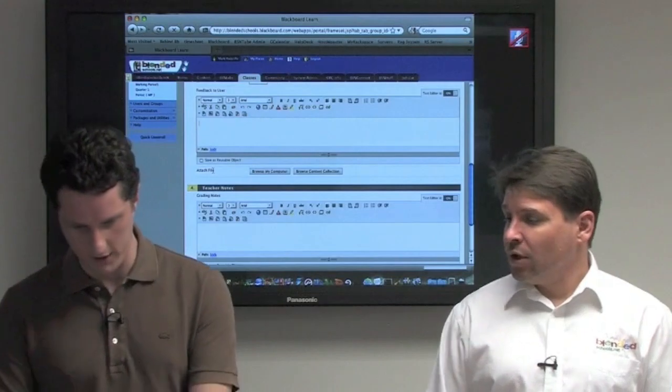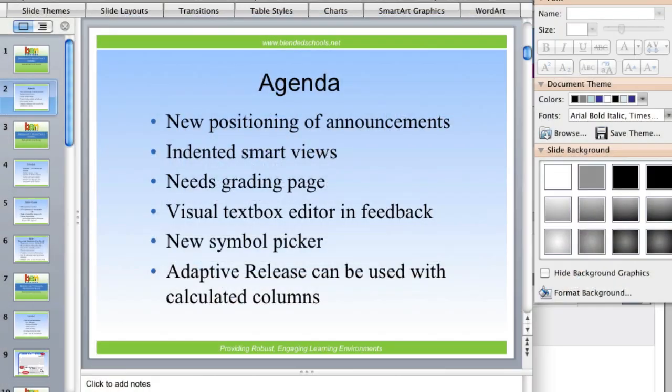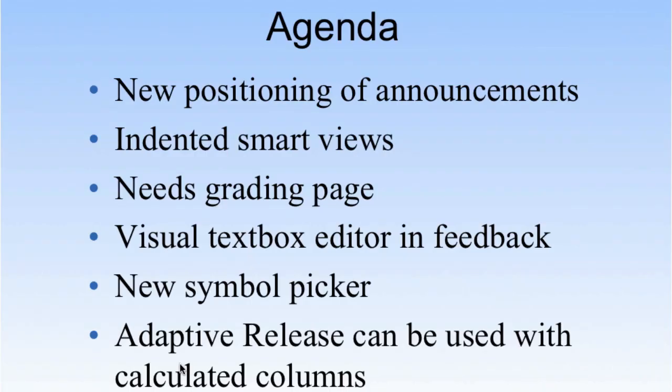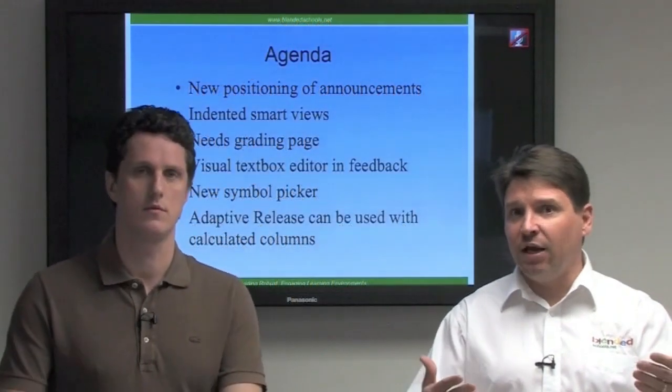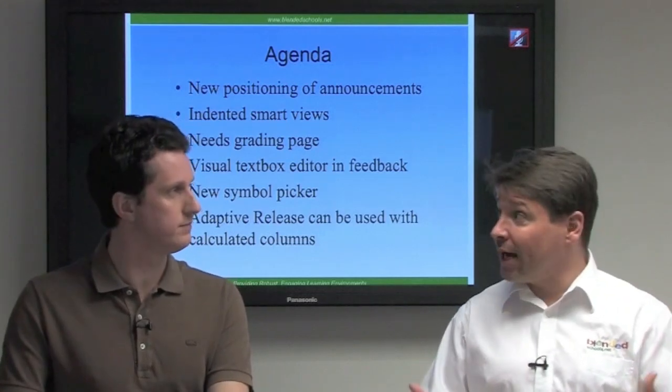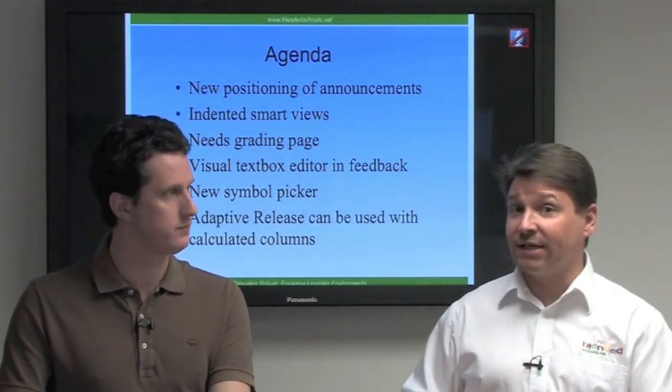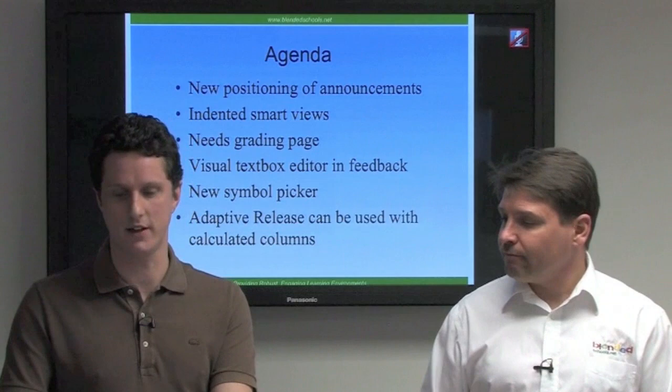We have one other one that we're going to talk about, the adaptive release. If you do use adaptive release, in the past you could put a rule on a gradable item, but not a calculated column. So for example, let's say I don't want my students to move on to the second marking period until the calculated column for the first marking period is 80% or better. I couldn't actually produce that rule in the past. I can now, based on a calculated column.